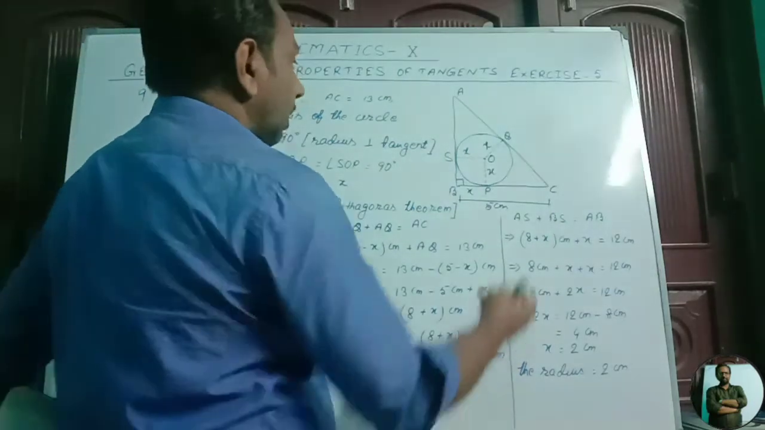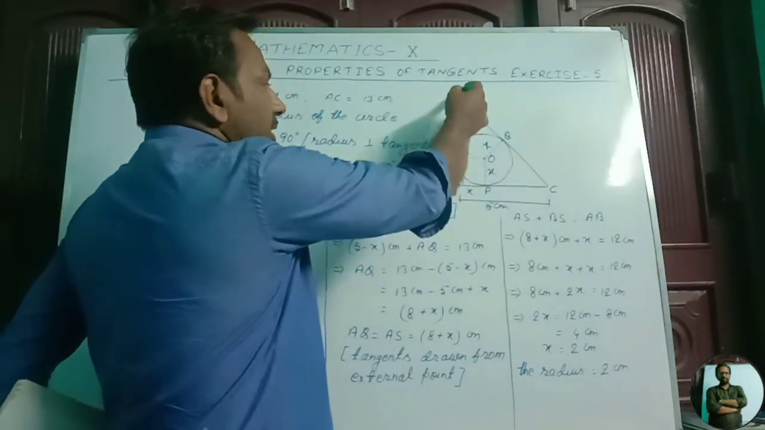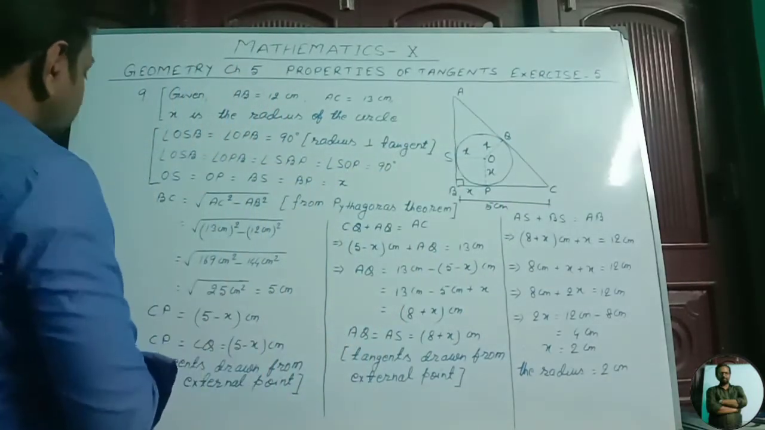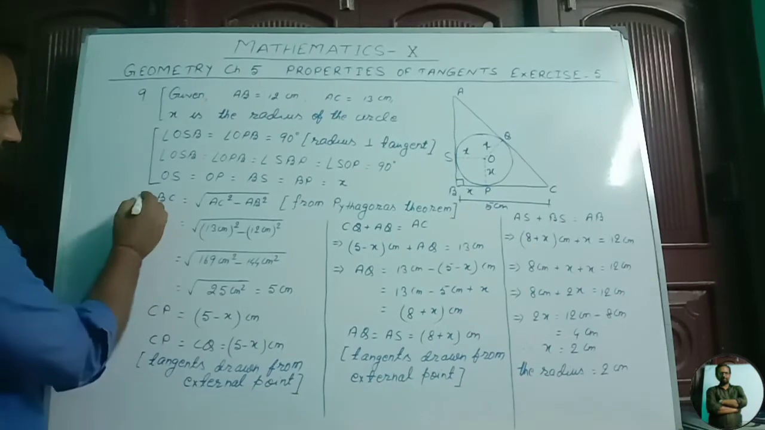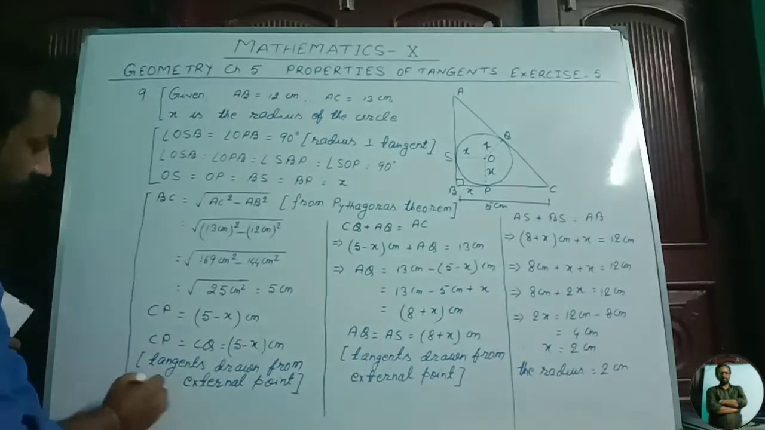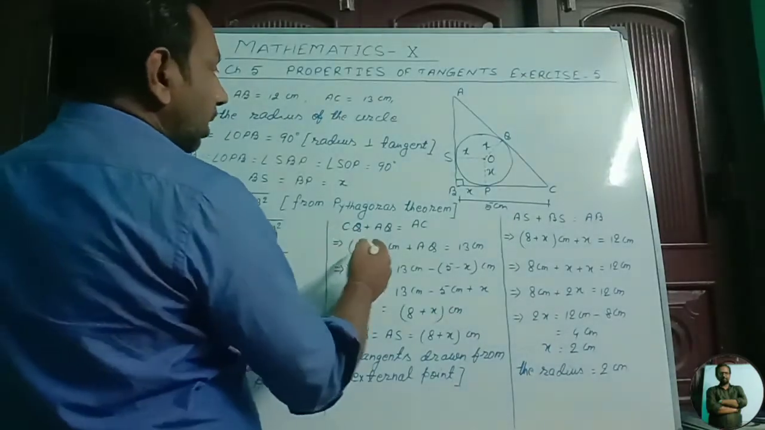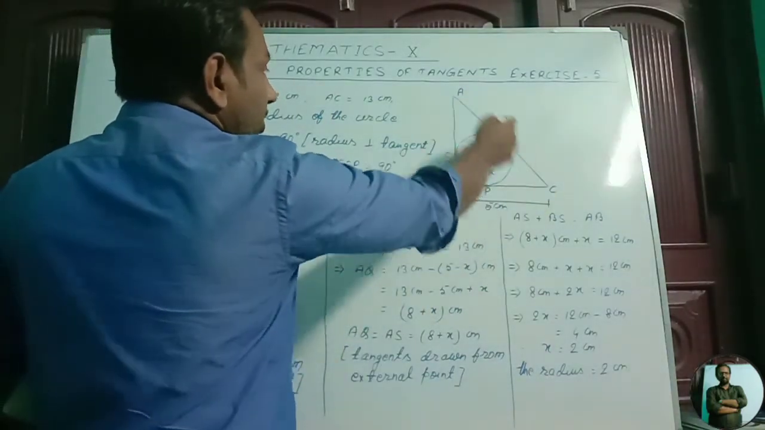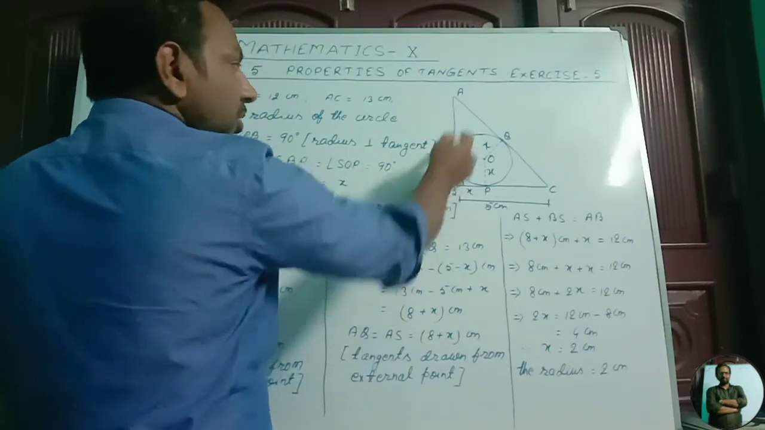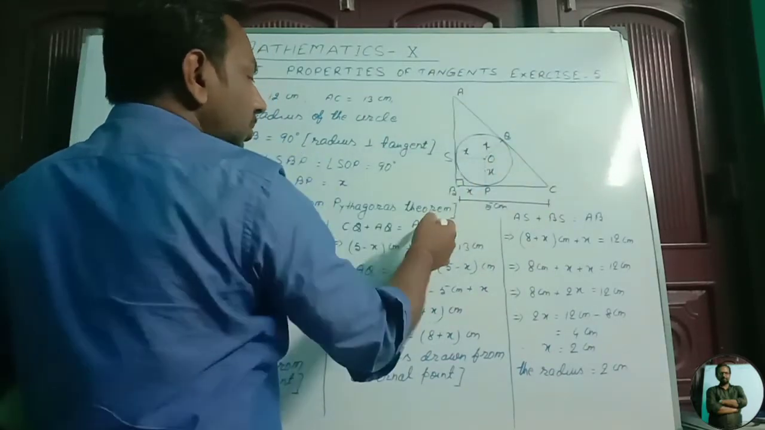Now we come in this side. We can say AQ plus CQ. This was the third paragraph. Now the fourth paragraph, I came in this side AC. I have written AC equal to CQ plus AQ.